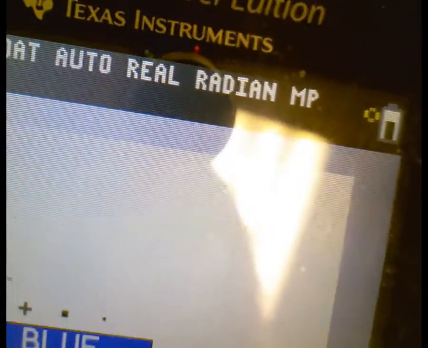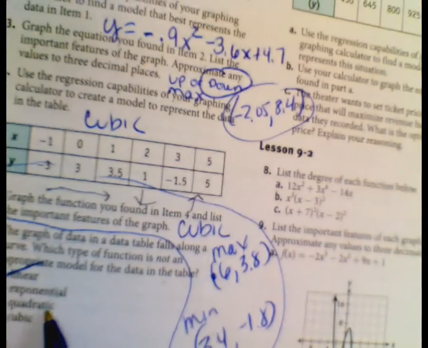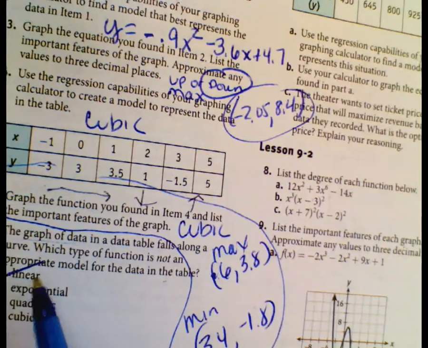Turn it on. Your original scatter plot, that could be exponential. Maybe. I don't doubt it. Quadratic, cubic, it could be any of these, but it's definitely not straight. These are definitely not straight. And then 7. Last problem.